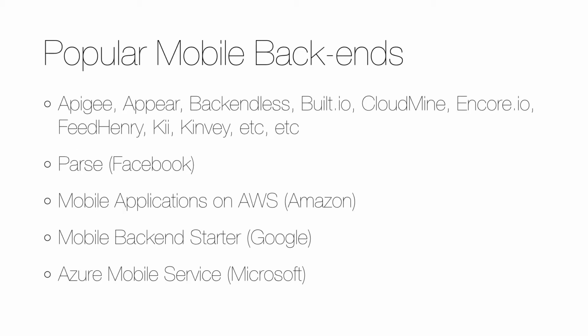Some popular mobile backends are Apigee, Appear, Backendless, Build.io, Cloud9, Encore, FeedHenry, Key, Kinvey, Parse, mobile apps on Amazon, and the Google Mobile Backend Starter and Microsoft's Azure Mobile Service. What they offer differs, and so does the pricing, but most charge for the number of requests. One thing that most of them also have in common is that you need to adopt a client-side SDK that handles the connection to the backend service.